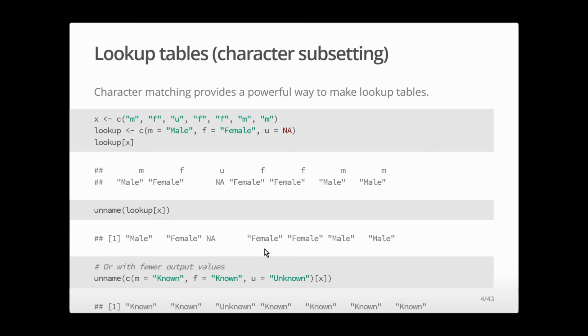And with the lookup table, you can have multiple names refer to the same thing. So for example, we could say M is going to go to known, F is going to go to known, and U is going to go to unknown. Okay, and it's no problem that we're using known, even though it's being pulled from the M and the F. Is that all right?